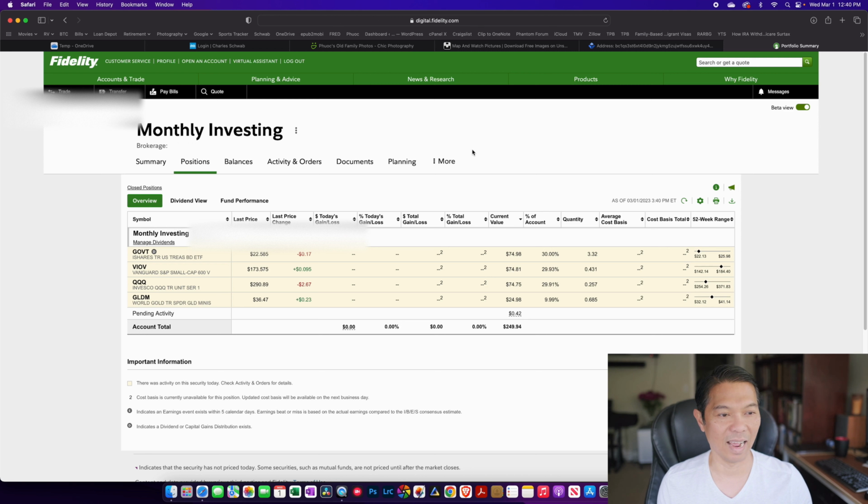And like I said, I will be buying into this account at $250 a month going forward. And I'll make it live and I'll share it with everybody so that you can follow along. And if you want to do this yourself, you can use Fidelity. You don't have to do $250. You can do more or less.